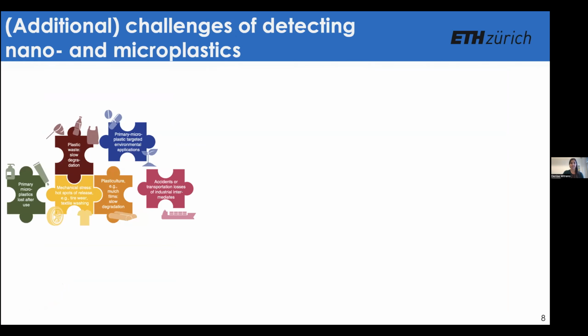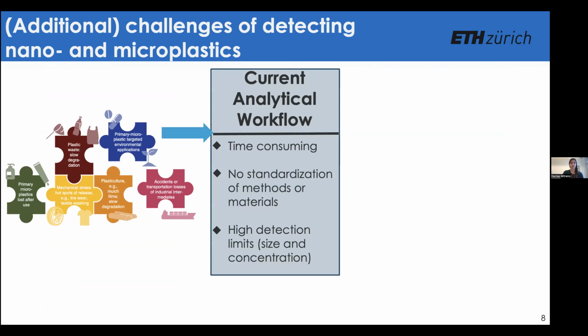A lot of this comes down to analytical challenges. So the current analytical workflow is currently very time consuming. This is because you don't only have to go out and collect your sample, but you often have to extract the microplastics from the sample, purify it, and then do some detailed analysis, which can take quite a long time. Further complicating this is that there's currently no standardization of either the methods or the materials to be able to use. And so therefore, it's really hard to know when you've gotten the right answer once you get an answer.